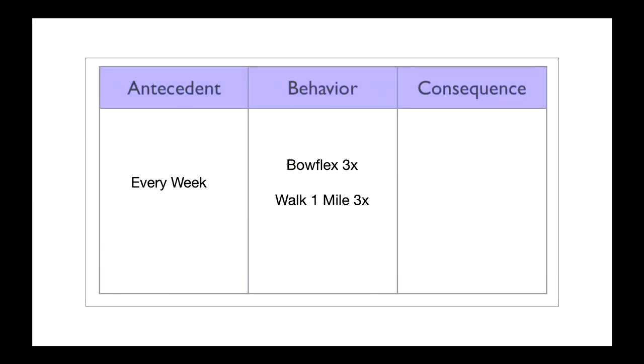I go back to what's going to happen if during the week I get this done. I will reward myself by watching an episode of Ted Lasso. You can tell this is a little old. I've already watched all the episodes of Ted Lasso, waiting for the next season to come out. That's pretty exciting. But in this, every week, if I do the Bowflex 3 times and the 1 mile walk during the week, I get to watch 1 episode.